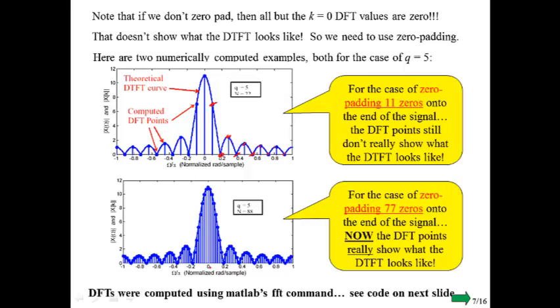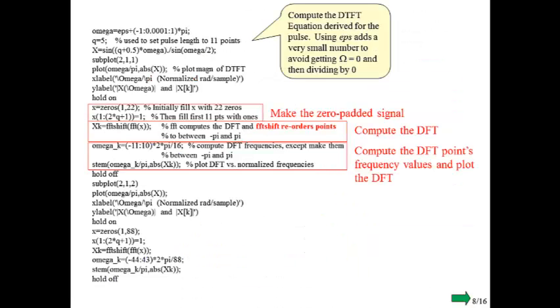So the zero padding really lets us compute on as fine a grid as we need to be able to see, and we'll talk more about that. So here's the code that I used for that.